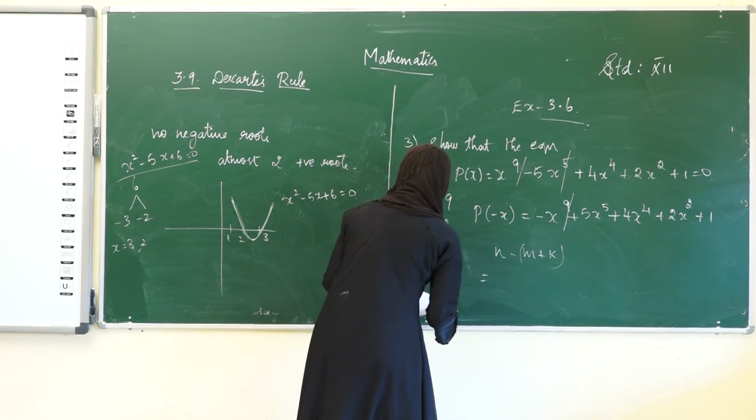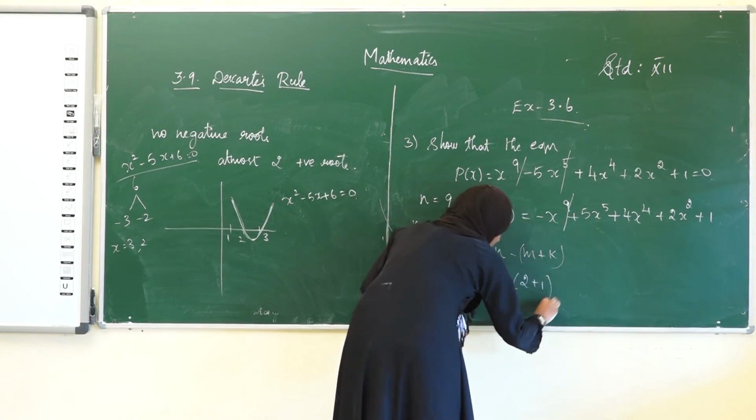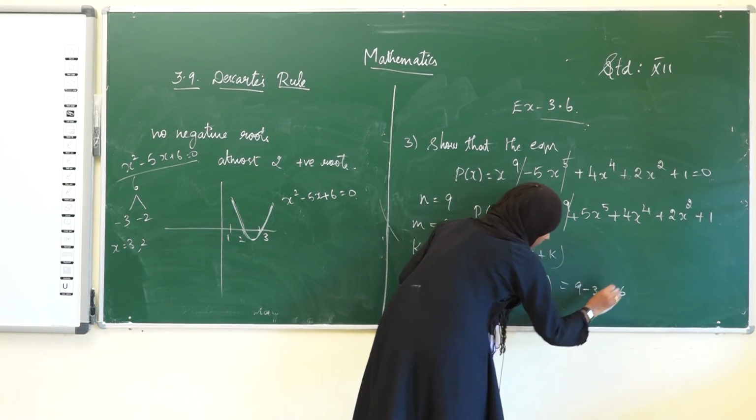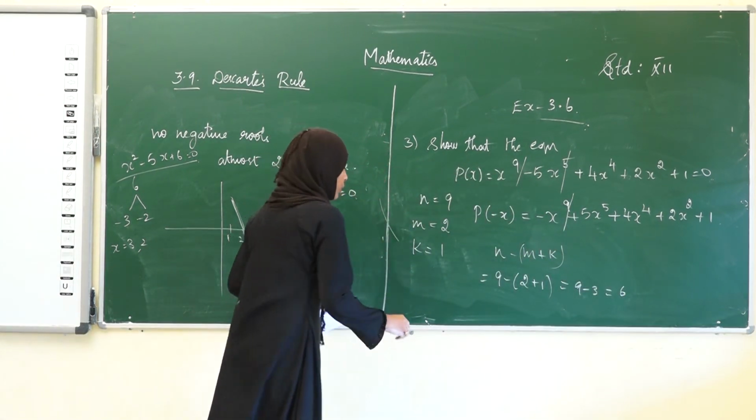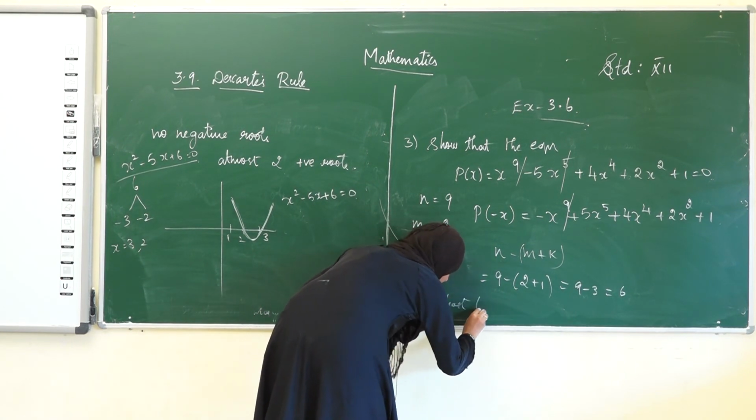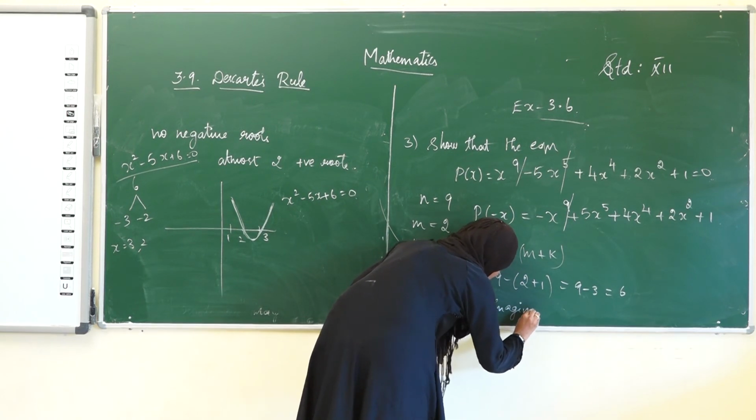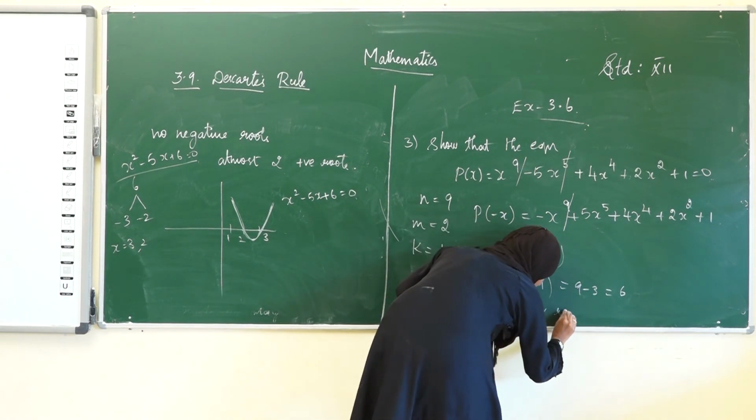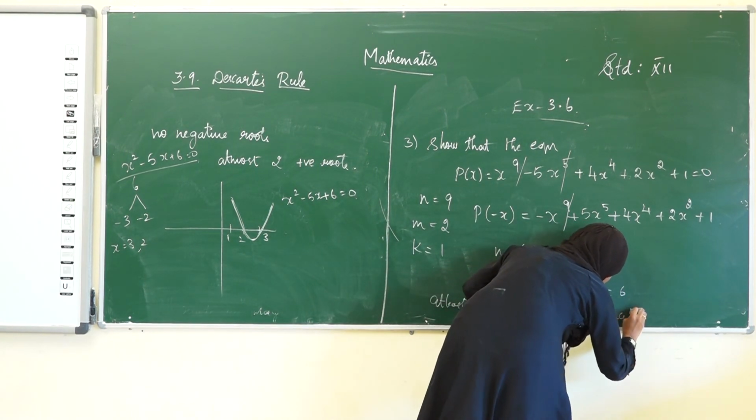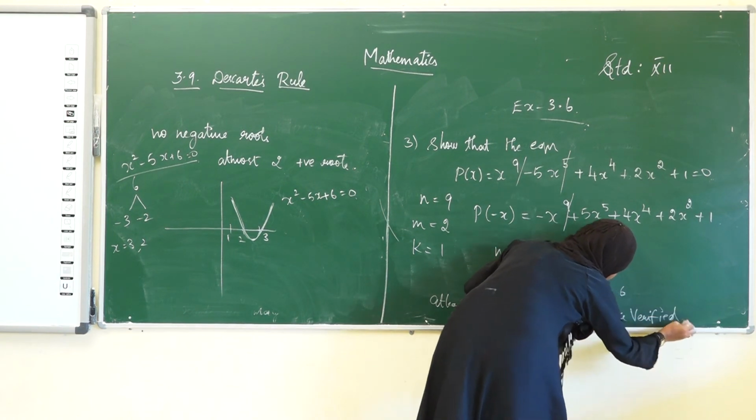Therefore, what's the value of n? Here it is 9. 9 minus 2 plus 1, which is equal to 9 minus 3. Therefore, 6. Okay, therefore, the number of imaginary roots will be at least 6. We have at least 6 imaginary roots. Hence, we have verified that. This is the thing we have to show.